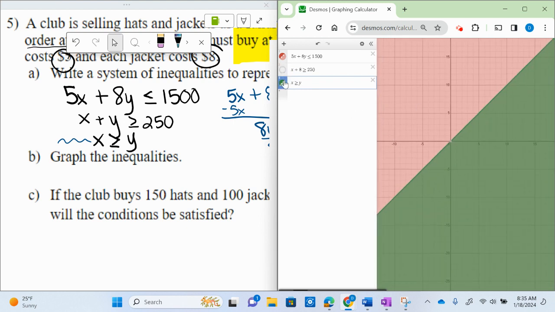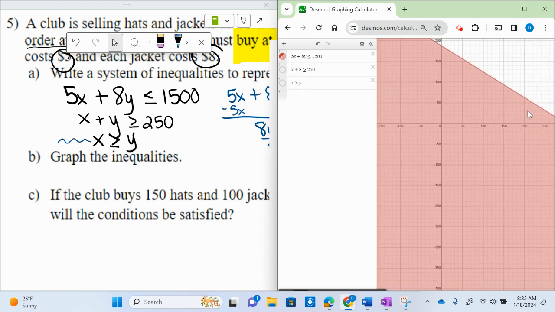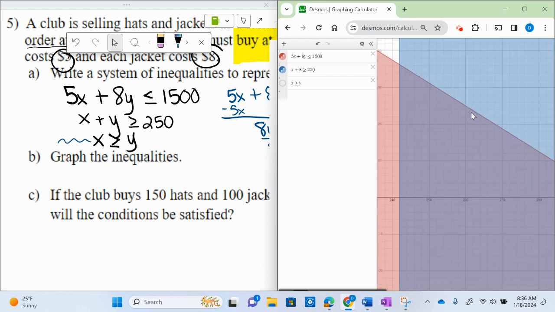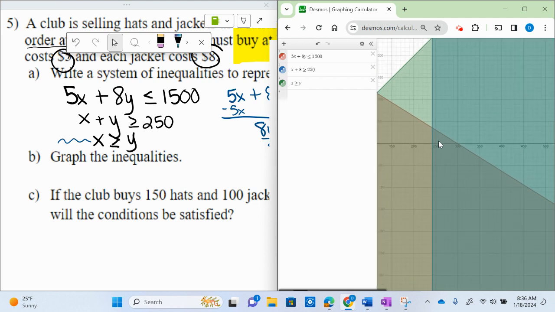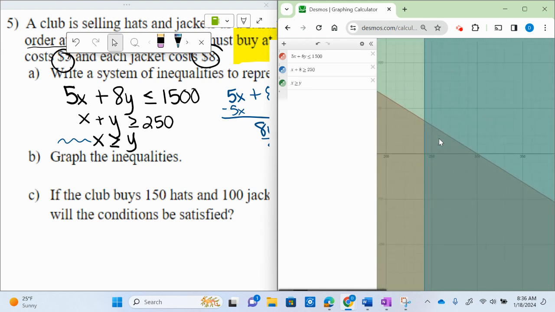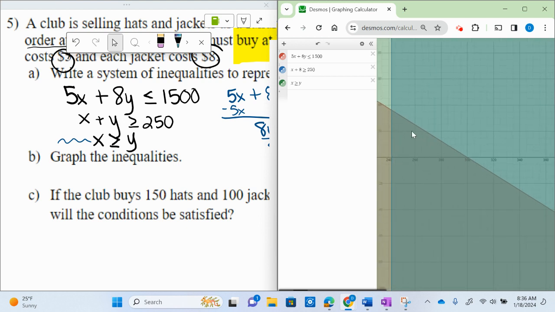So I'm going to mute the first two so you can see our solution set. This is my first inequality right here in pink. And then when I plot the second inequality in blue, I just have this little solution area right here. And then when I plot the last inequality in green, it's this line. So the place where all three colors overlap is this triangle right here. Do you guys see that? It's this triangle right here.